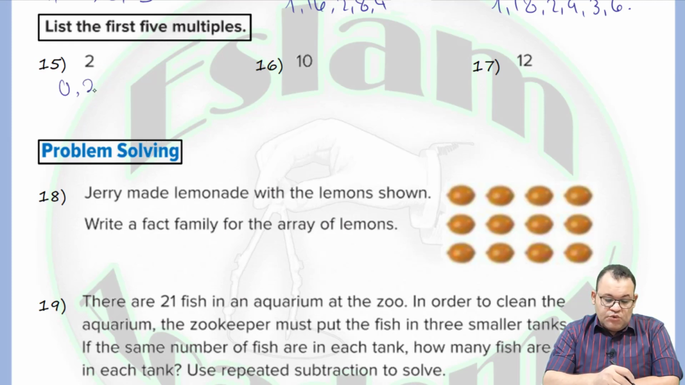2 times 1 equals 2. 2 times 2 equals 4. 2 times 3 equals 6. 2 times 4 equals 8.